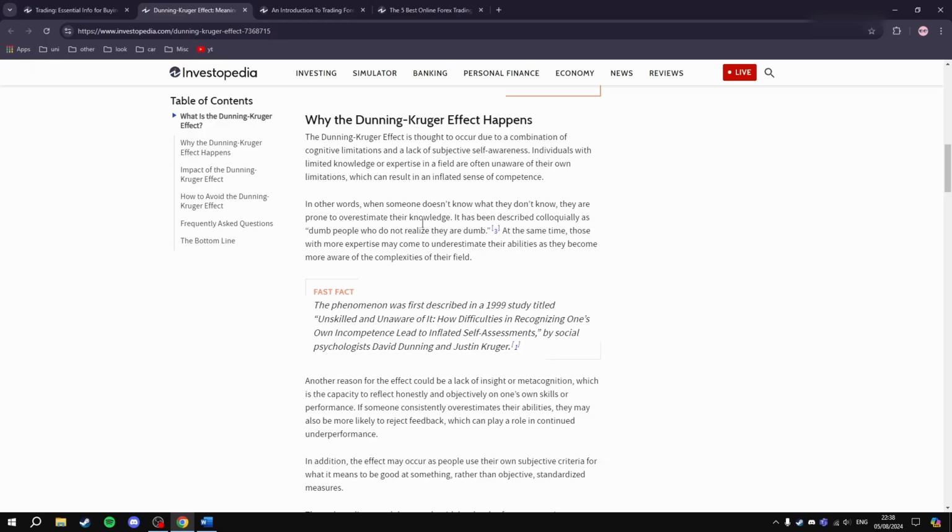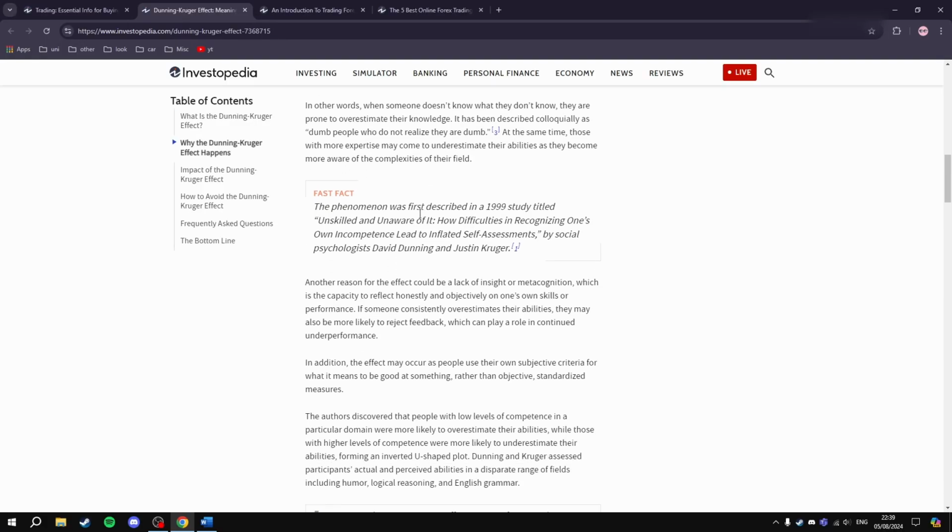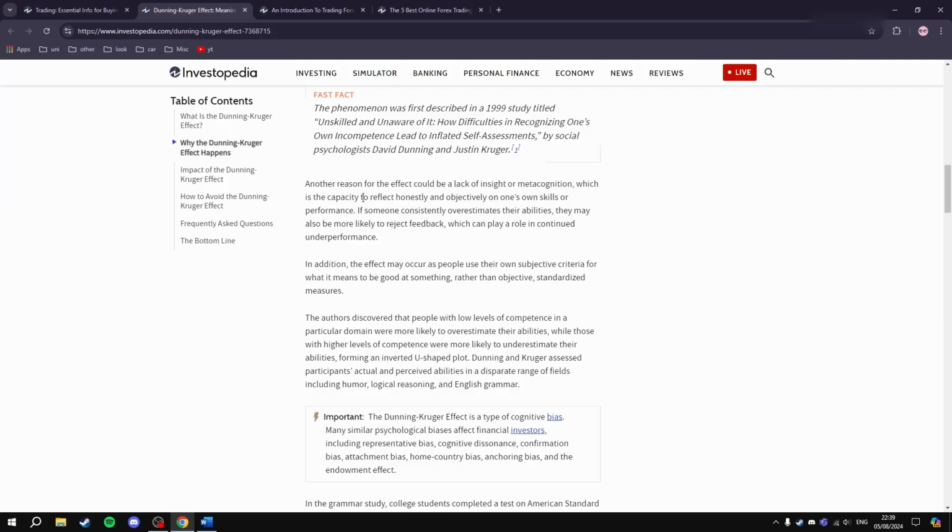At the same time, those with more expertise may come to underestimate their abilities as they become more aware of the complexities of their field. Fast fact: the phenomenon was first described in a 1999 study titled Unskilled and Unaware of It: How Difficulties in Recognizing One's Own Incompetence Lead to Inflated Self-Assessments, by social psychologists David Dunning and Justin Kruger. Another reason for the effect could be a lack of insight or metacognition, which is a capacity to reflect honestly and objectively on one's own skills or performance.